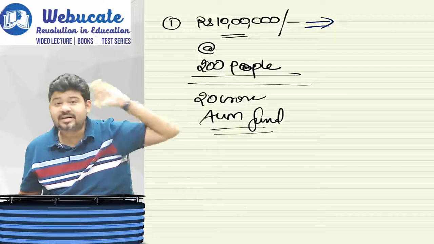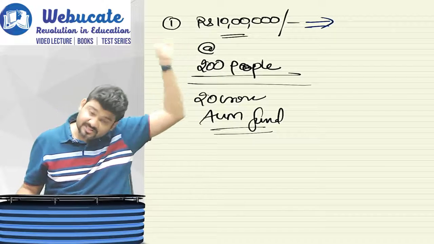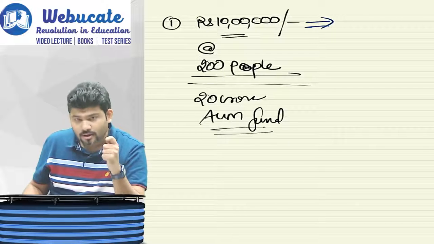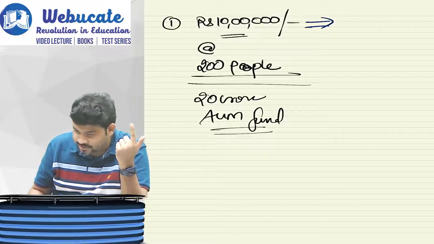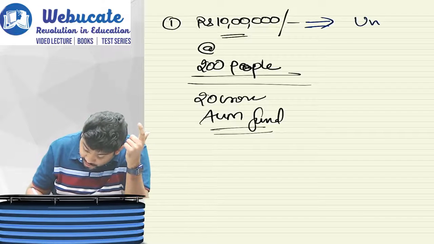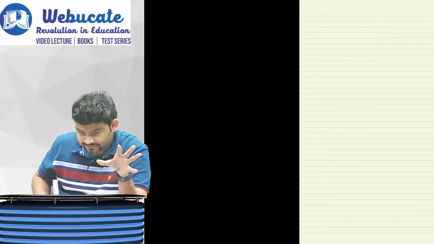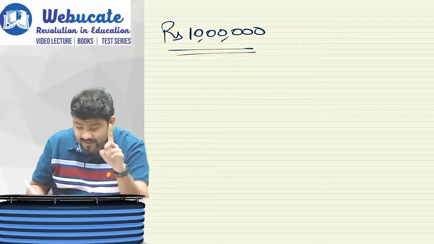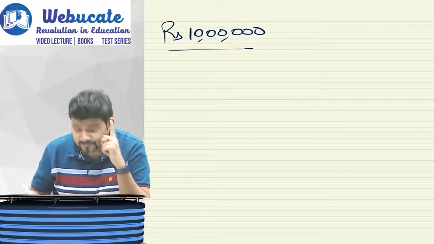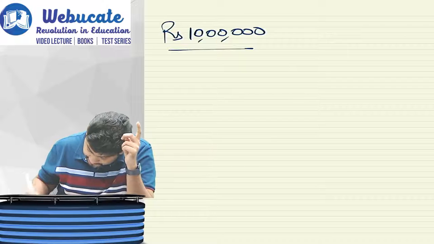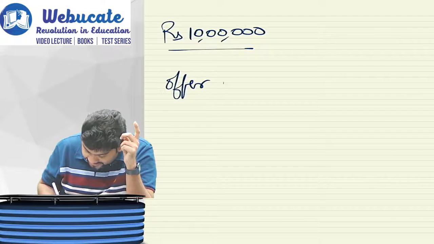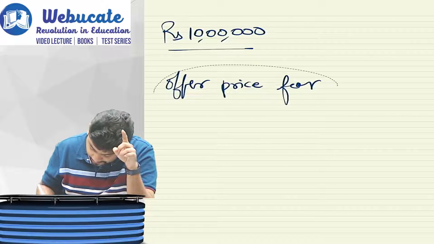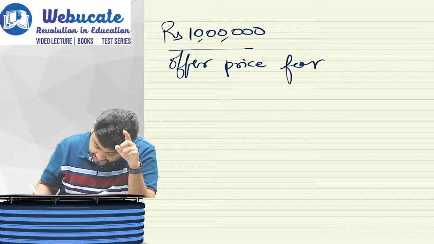So for such thing, Mr. Van Katwich, even 250 years back, introduced the system of giving units. So he said that, suppose if you want to give 10 lakh rupees to me, I will decide an offer price for every unit.